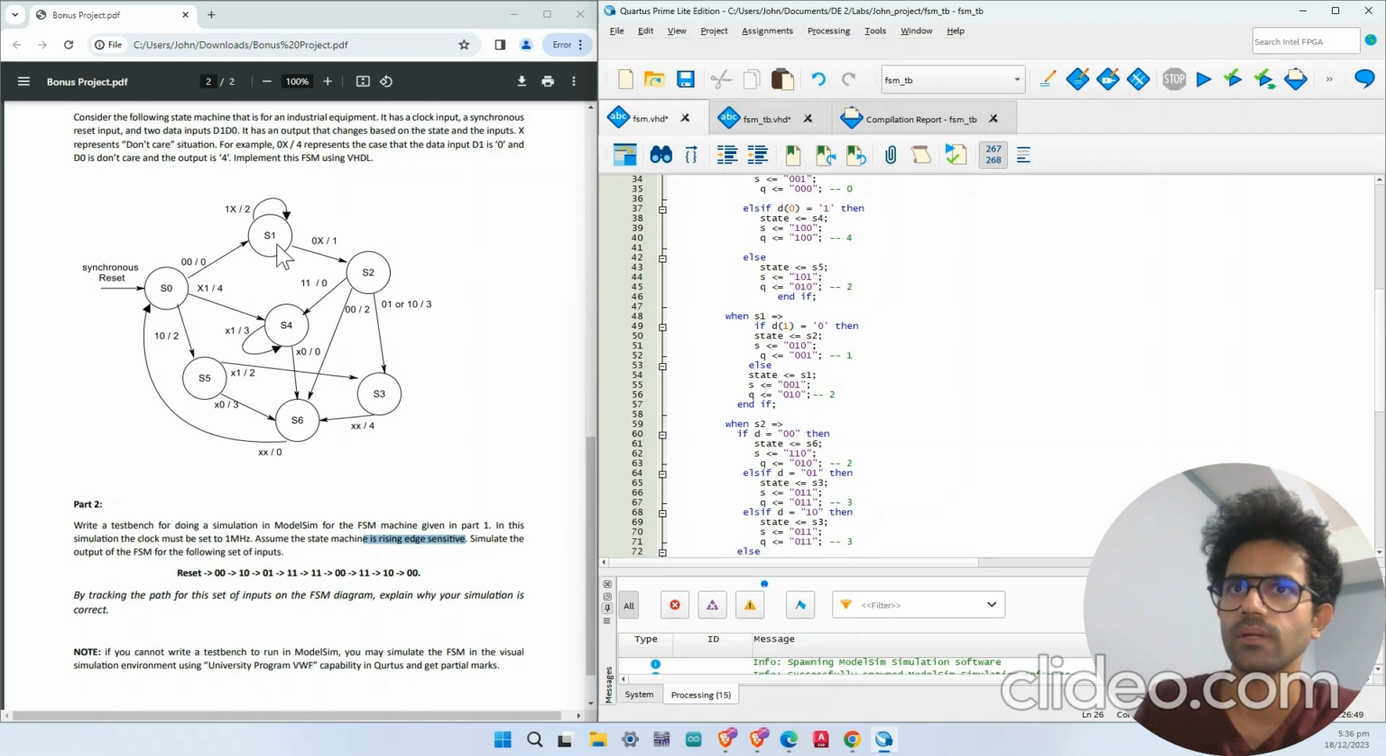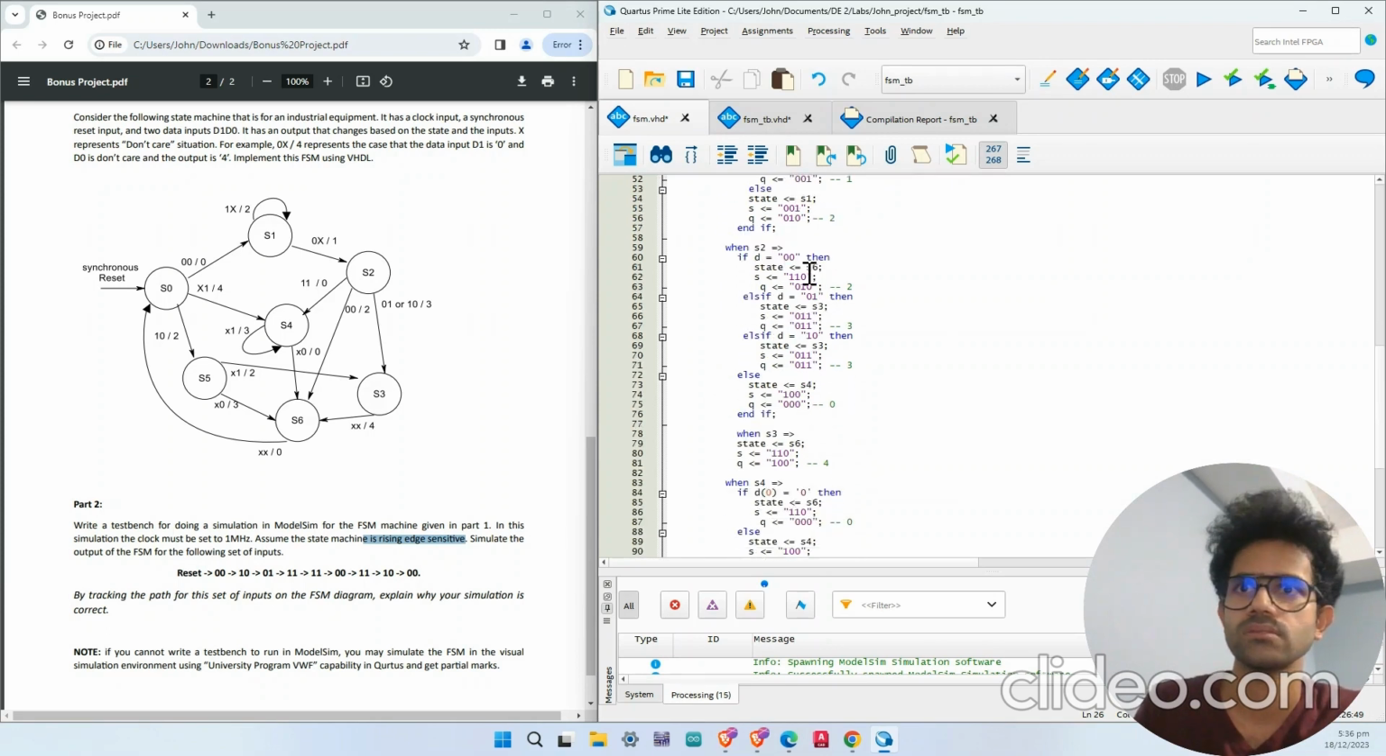So there are only two conditions here. This 0x accounts for 0, 0 and 0, 1. That's taken care of by this. And the else condition is 1, 0 and 1, 1. It doesn't matter whether it's 1, 0 or 1, 1. It remains in state 1 and gives us the output of 2.